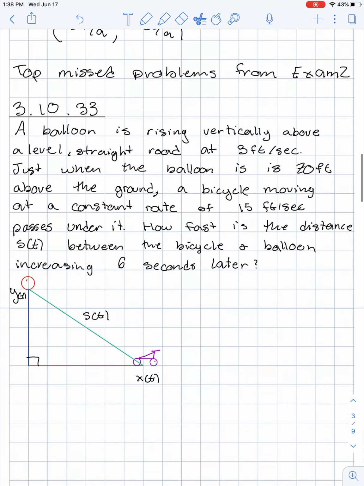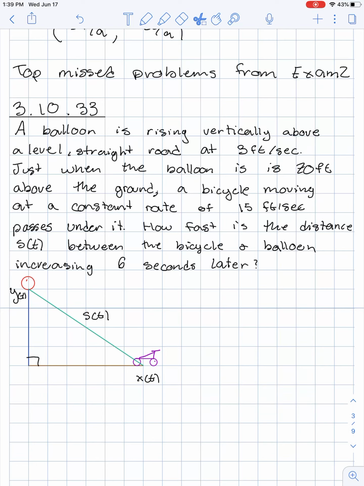Okay, cool. So this is one of my favorite related rates problems. So this is top missed problems from exam 2. Exam 2 went from 3.2 to 4.3. So 3.2 was the derivative of the function, and then we went all the way up to the first derivative test of finding max and min. So this exam was kind of just all about derivatives. Exam 1 kind of mentioned derivatives, and we were setting up to figure them out with learning about different functions and limits, and now we're actually into the derivative stuff.